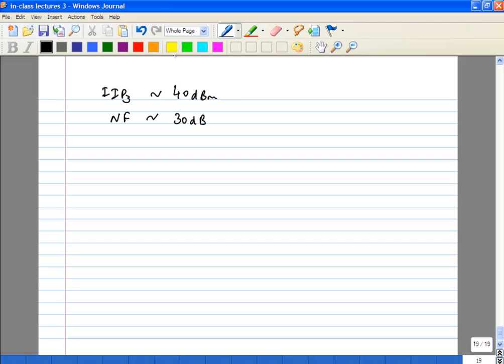The noise figure can be as high as 30 dB. The main reason is that your input MOSFETs are not resistive, so all that resistive noise adds right at the front end. So what happens is the noise figure can be quite high.